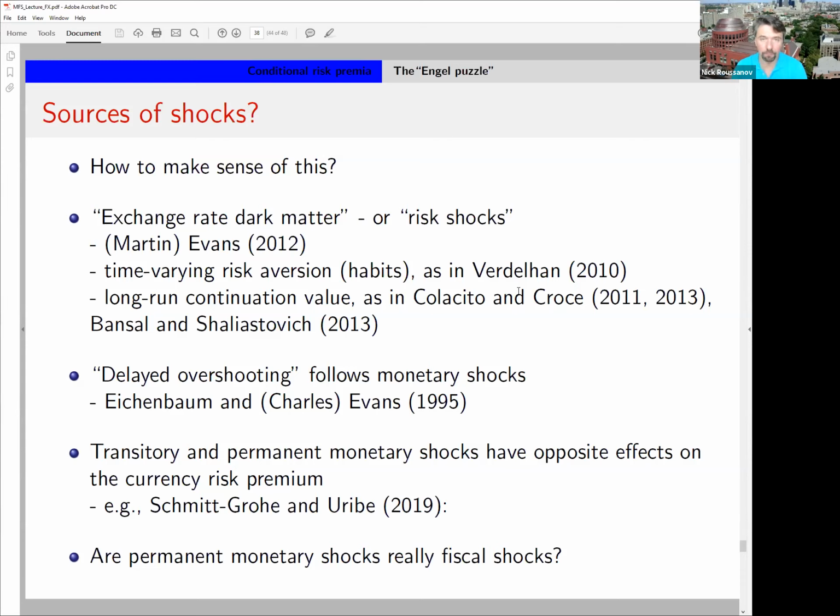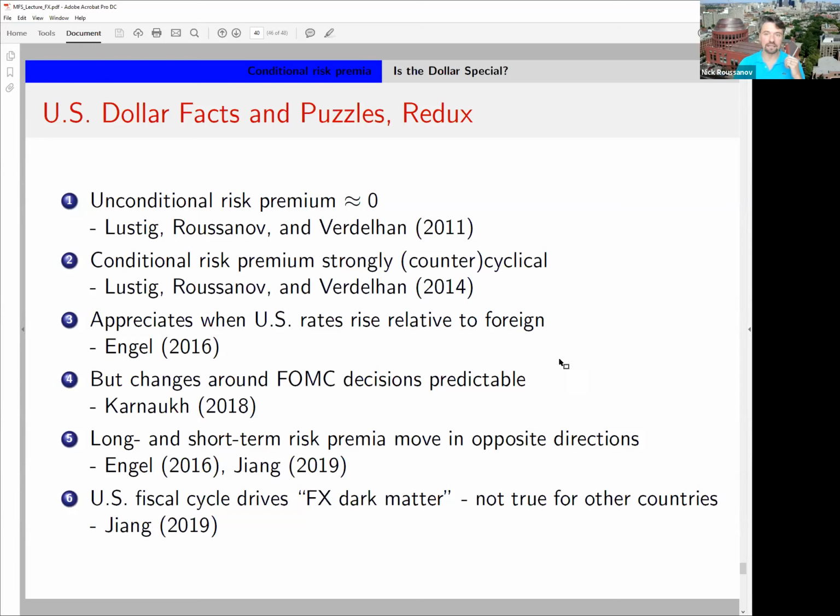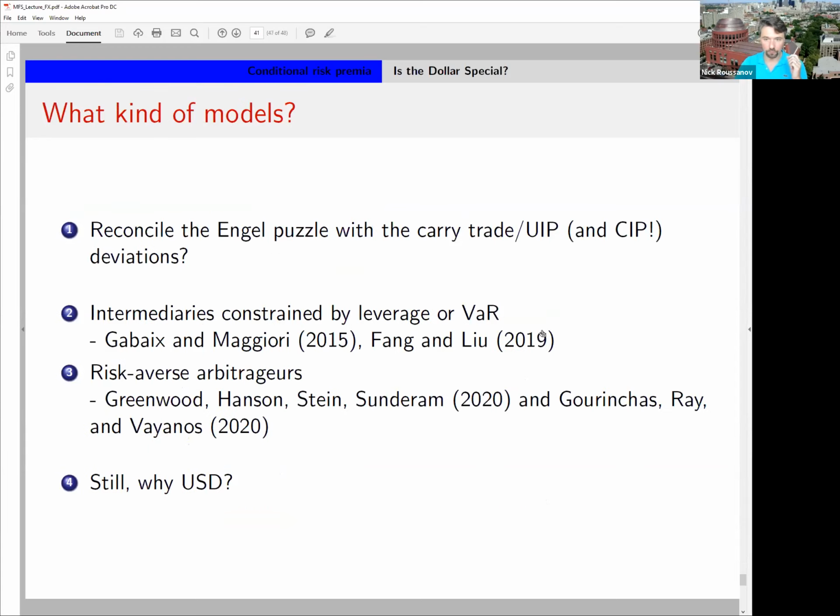And the horizons of risk premia have these opposite signs. Short-term versus long-term risk premia have differences in their sign that might have something to do with monetary and/or fiscal policy in a way that I would argue we don't yet fully understand. So what kind of models do we need to write?